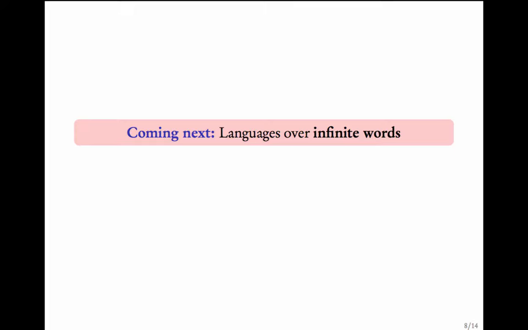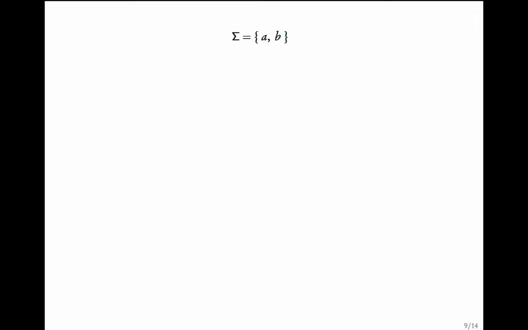So far, we have been seeing languages over finite words. We will now make a transition to languages over infinite words. Once again, we have an alphabet. The alphabet is finite, A and B. That's what we have taken here.